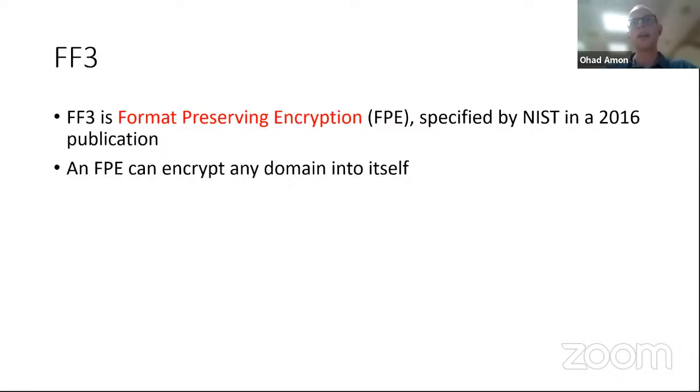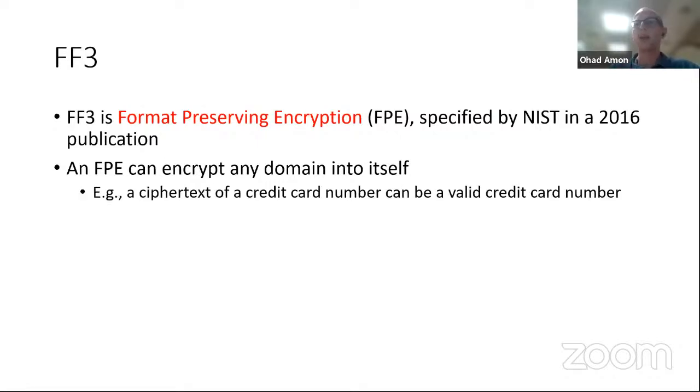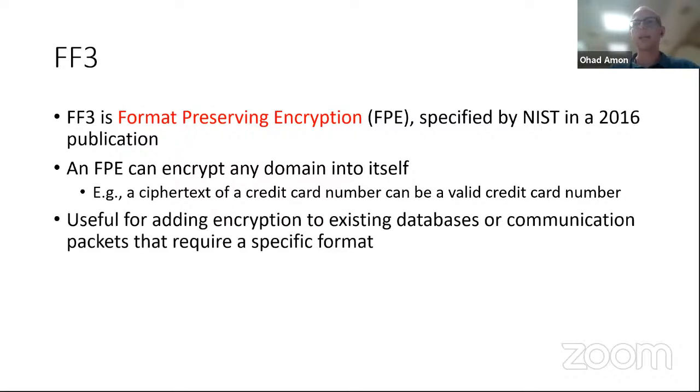The special thing about an FPE is that it's a symmetric cipher that can encrypt any domain into itself, unlike most symmetric ciphers that can only work over a specific domain. For example, using an FPE, we can encrypt a credit card number such that the ciphertext is also a valid credit card number. This is useful mainly for encrypting legacy databases whose formats cannot be altered, or communication packets where the data needs to follow a specific format.